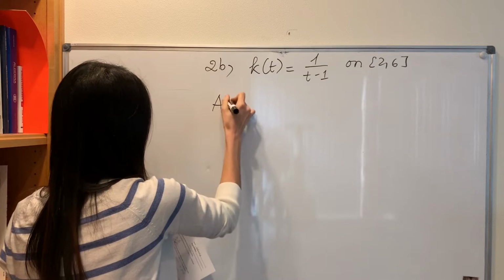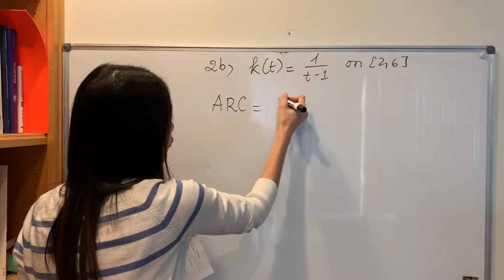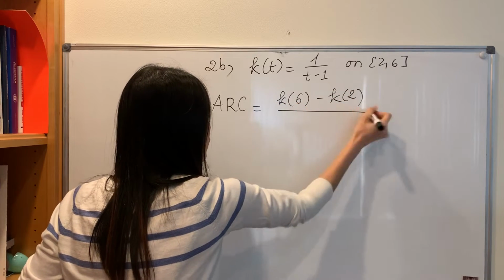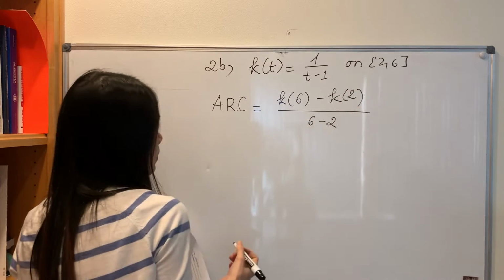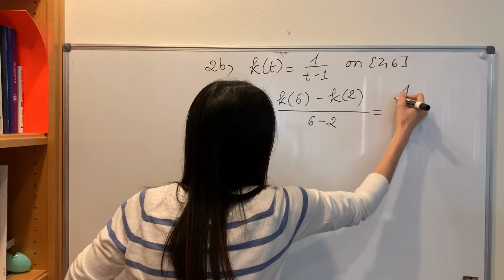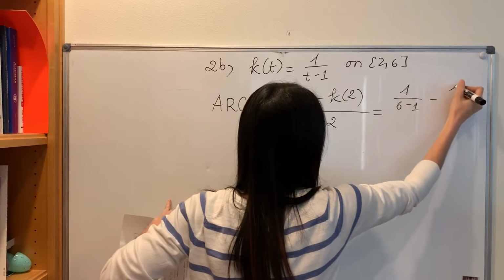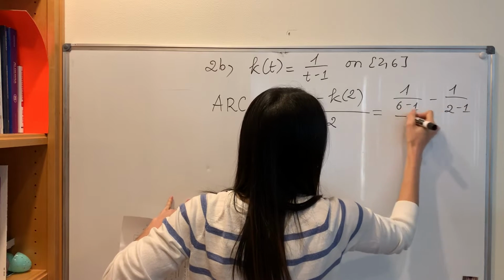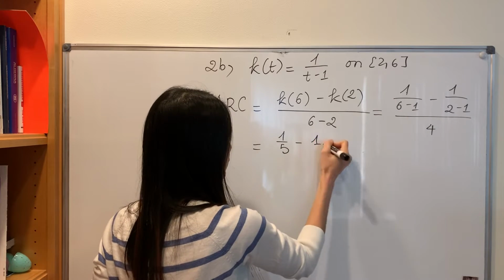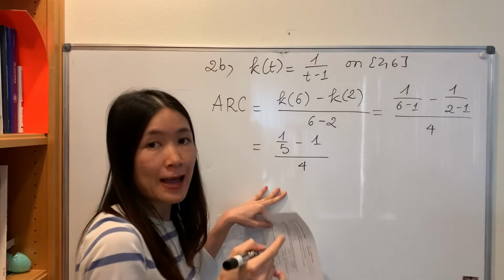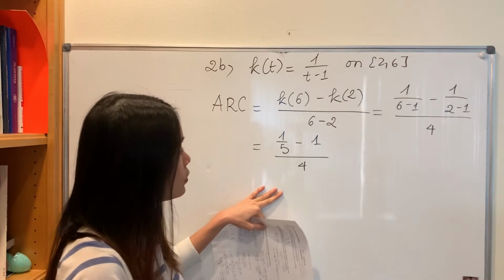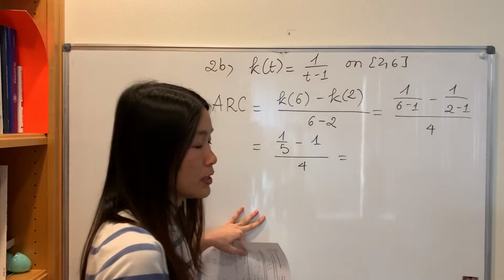So we use the average rate of change formula for this function. We will have k of 6 minus k of 2 over 6 minus 2. K of 6 equals, substitute 6 for the t, so you have 1 over 6 minus 1, subtract 1 over 2 minus 1 over 4. That equals 1/5 subtract 1/4 over 4. So this is a complex fraction. You can simplify it by using the LCD method, but I just combine the top and then divide by the denominator later.